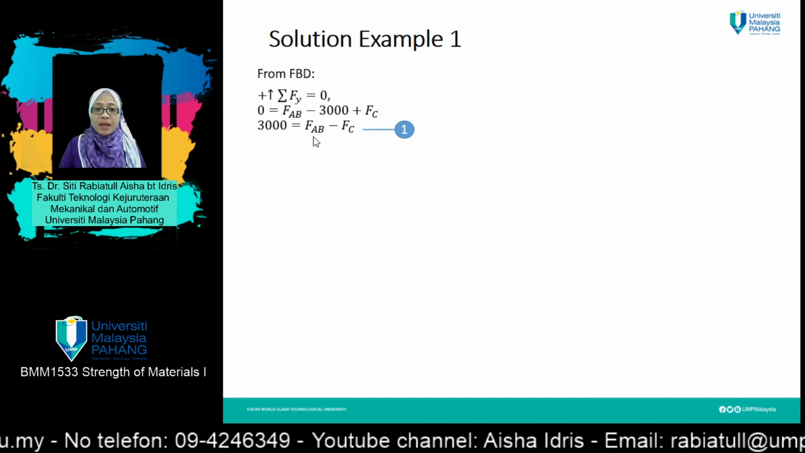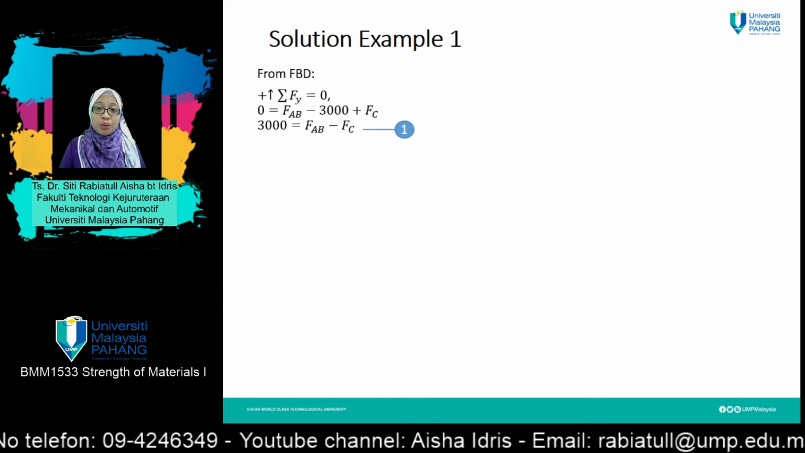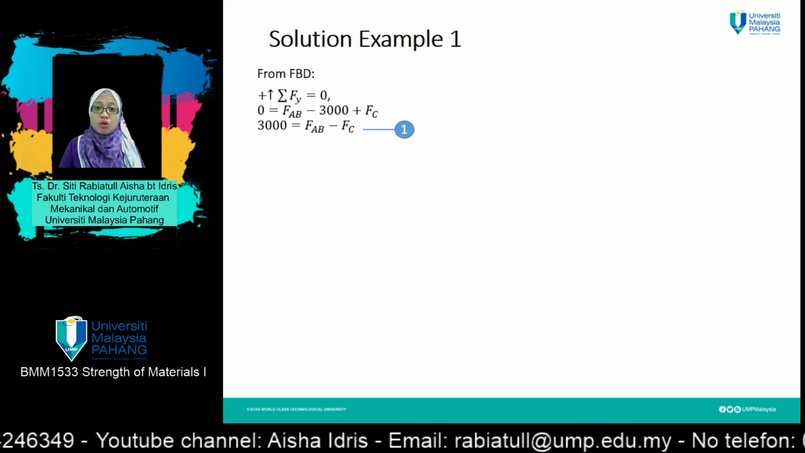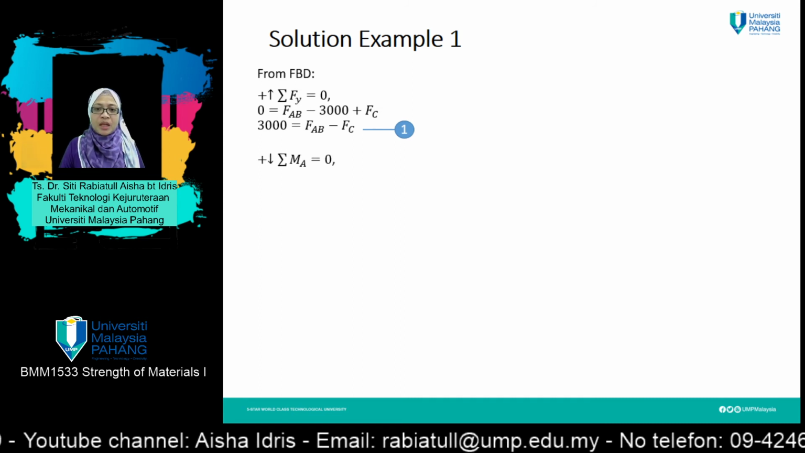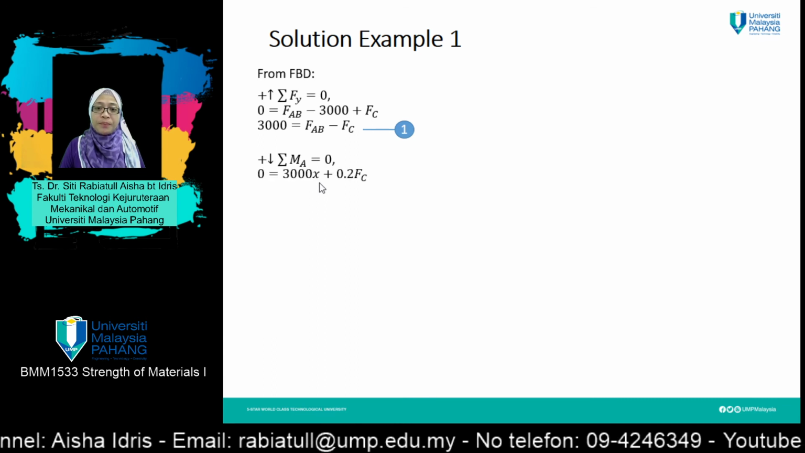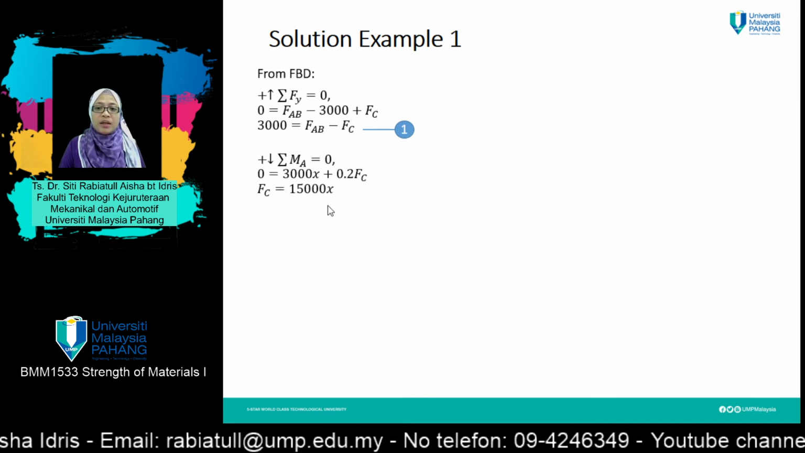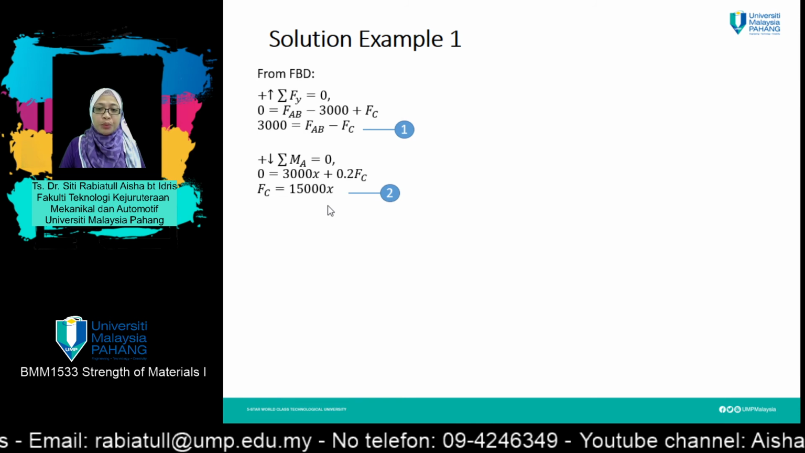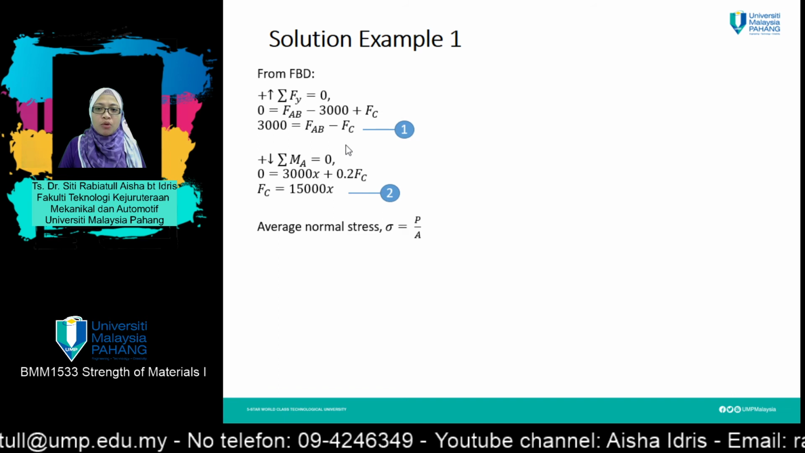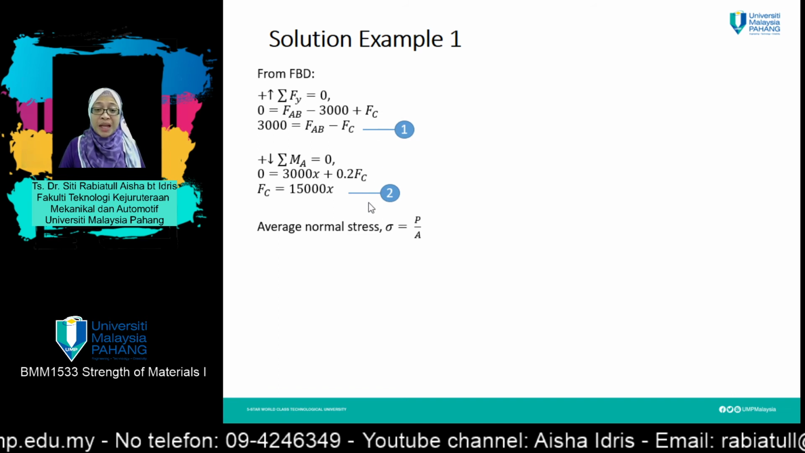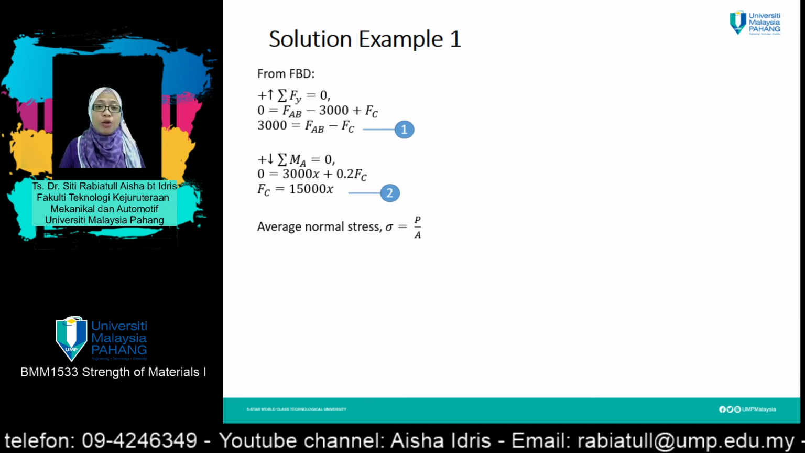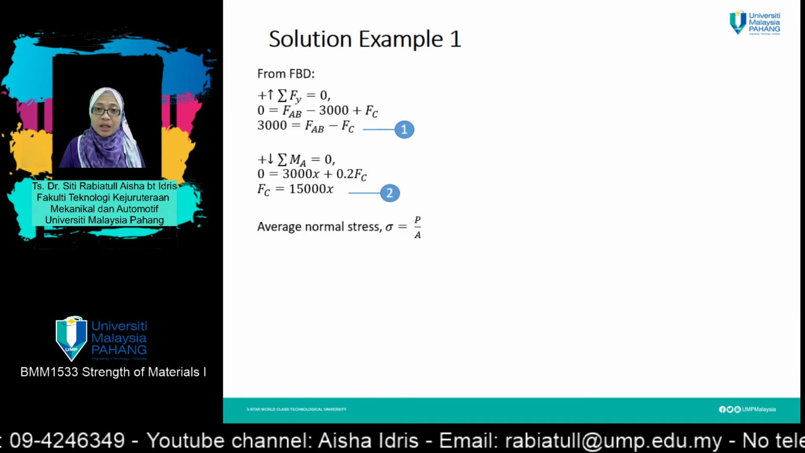And again, since there are two unknowns in this equation, we need another equation in order to solve this problem. So by taking the moment at point A equals 0, you will get equation number 2. After that, by looking at these equations, there are 3 unknowns, and therefore we need to have at least 3 equations. Where can we get that equation?